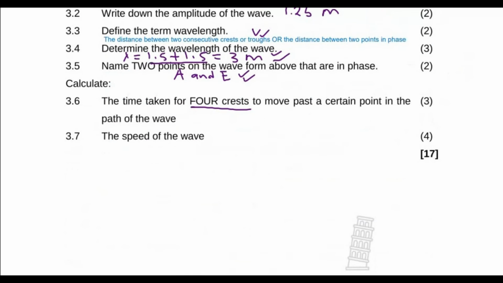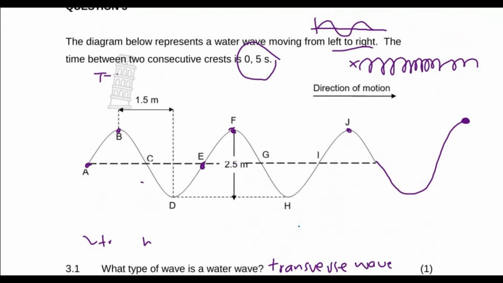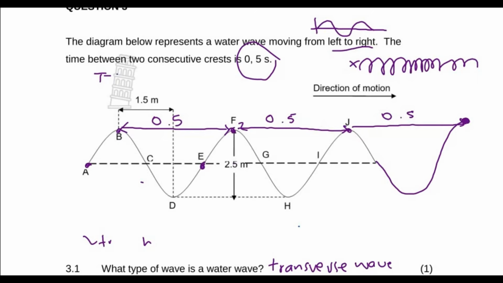So they say those 4 crests, we need the time taken for those 4 crests to move past a certain point. So how do we determine that time? From the question statement, we are told that the time between 2 consecutive crests is 0.5 seconds. So the time from here to here is 0.5. That is the period. The time from here to here is also 0.5, and the time from here to here is also 0.5. So we just need to add all of that.